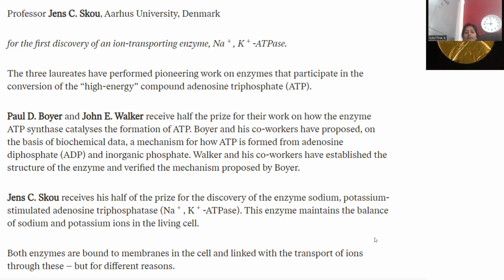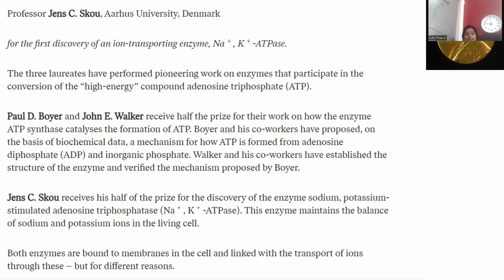Squier. This enzyme maintains the balance of sodium potassium ions in the living cells. Everybody is aware that sodium potassium ions are required in bulk quantity. They are not trace quantity ions, rather these ions are bulk quantity ions required at the optimum level, so that our entire organism's blood pressure gets controlled. So that's the reason why sodium potassium ion levels are very important in the living organism.